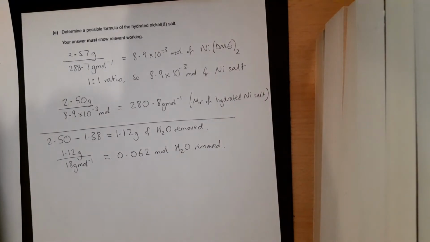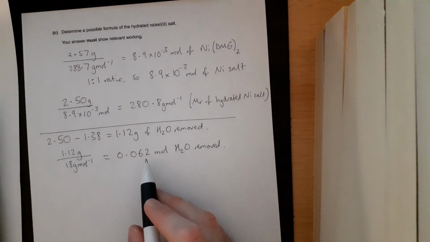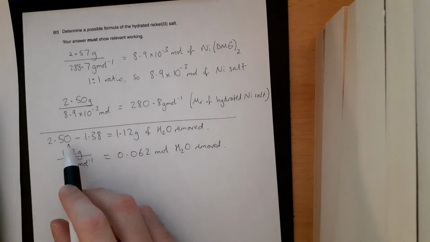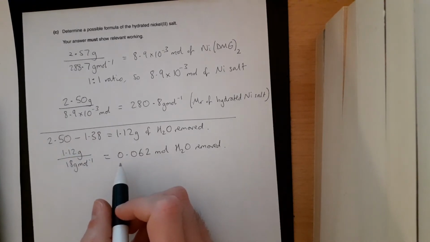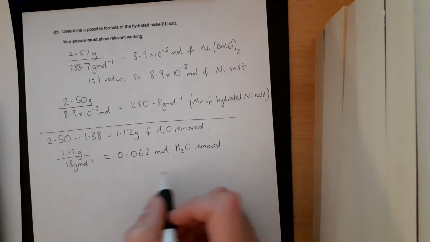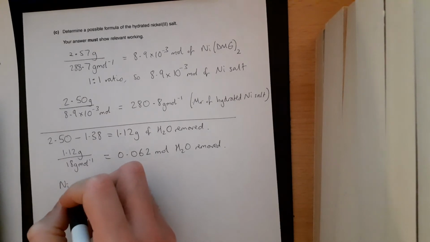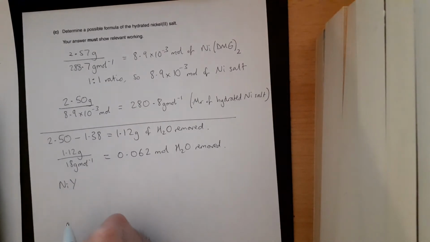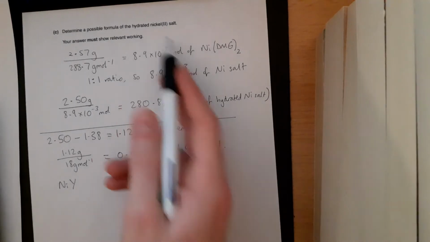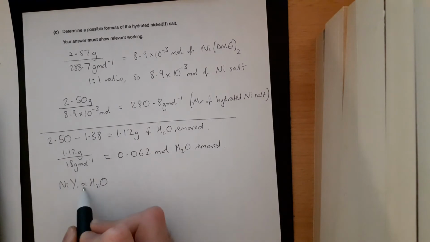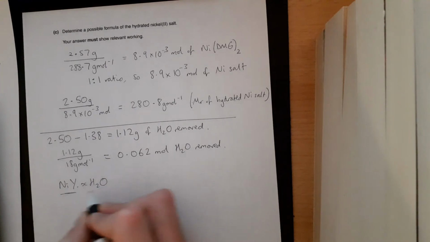And then we know that's the moles of water. We want the ratio of that to the hydrated salt, don't we? Because the hydrated salt is going to be something dot X H2O, isn't it? It's kind of awkward this, isn't it? We're going to have nickel and let's say some kind of Y as the negative ion that we don't know what it is, dot X H2O. And we want to know what this is. So that's the ratio of this bit to that bit.